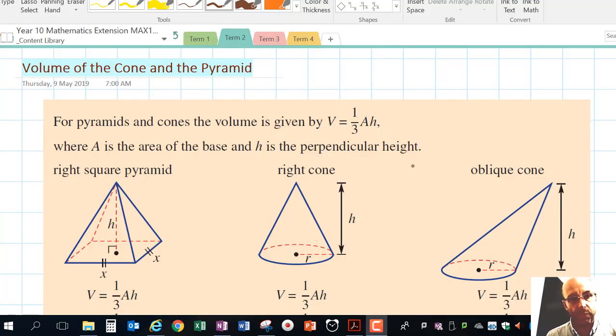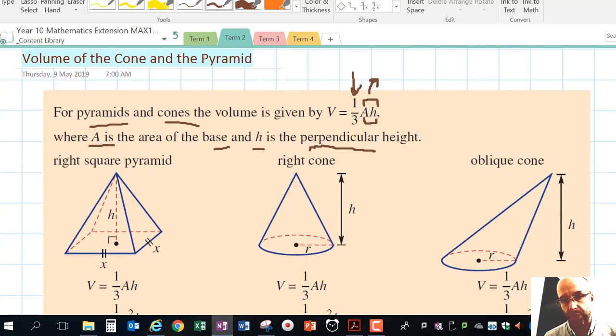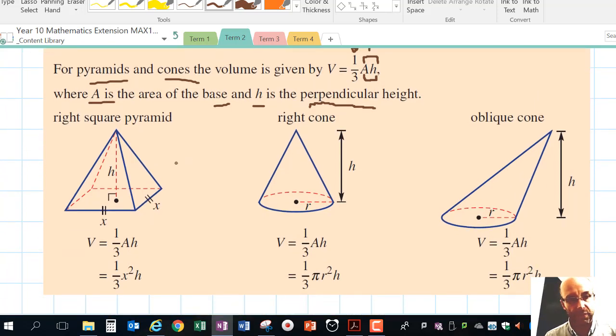So formalizing that, the volume for pyramids and cones is a third of A times H, where A is the area of the base and H is the perpendicular height, not the slant height. Now that alone, A times H, remember, is the volume of any prism or cylinder. So it's 1/3 of the volume of a prism or cylinder. So three variations appear there. They're not the only ones, because notice how pyramids come with all different types of bases. That one is a square base pyramid, but you can have rectangular base and polygon bases there.